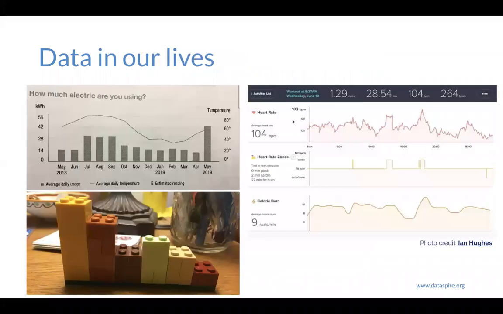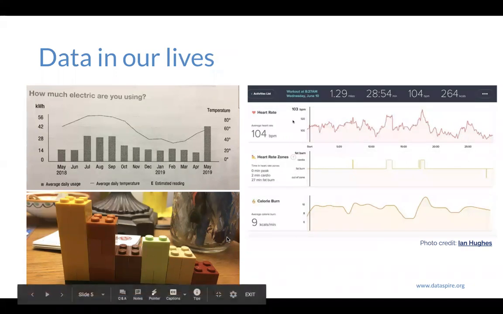Data also show up in our daily lives everywhere. So here in the top left, what I'm showing you is literally my electricity bill from New Jersey last May that we got and looked at and we're like, while the electricity company is charging us for a large amount of electricity use, this seems really outside the pattern.